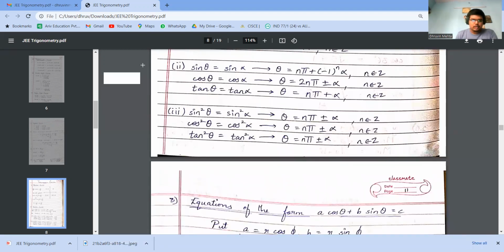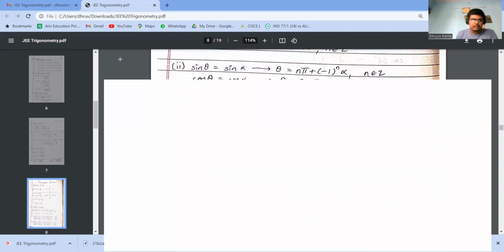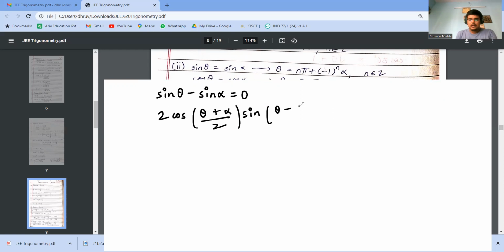So when we take sin alpha on the left hand side, what will we get? Sin theta minus sin alpha is 0. Now this looks like one of the trigonometry formulas. Which formula does this look like? Sin C minus sin D. What is the sin C minus sin D formula? 2 cos of (C plus D) by 2 sin of (C minus D) by 2. So this is 2 cos of (theta plus alpha) by 2 sin of (theta minus alpha) by 2, and that is equal to 0.